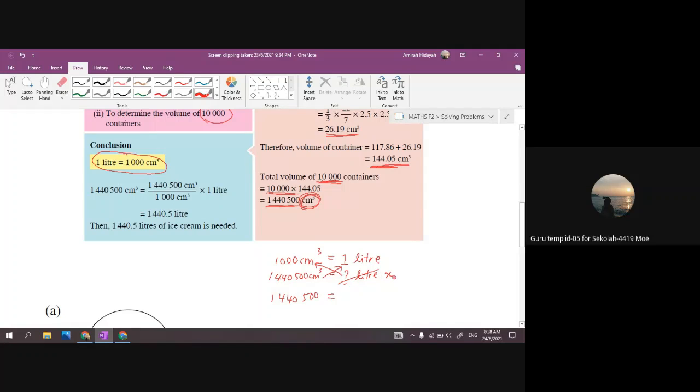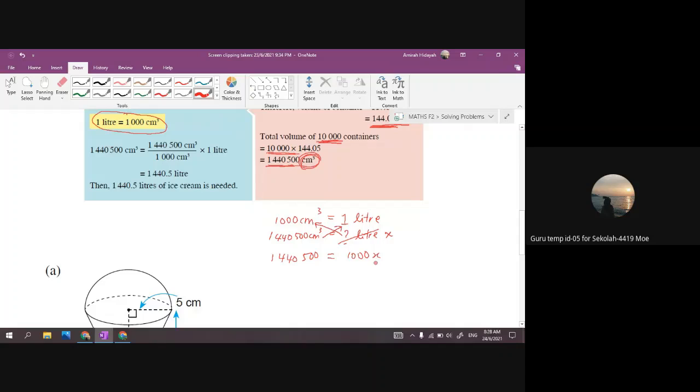Okay, and then X cross multiply yang belah sana ni, 1000 ni, 1000, you will get 1000 X. So find X. So X equal to 1,440,500 divided by 1000. Okay, yang ni bawa ke belah sana kan sebab nak cari X. So X equal to 1,440.5 liters. Okay, so this is the answer.